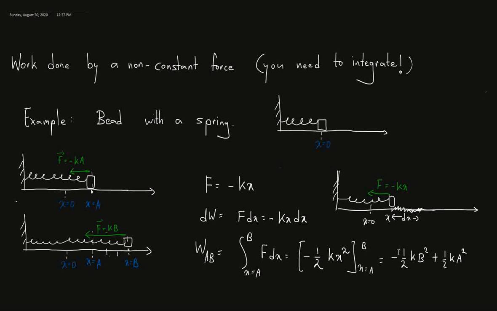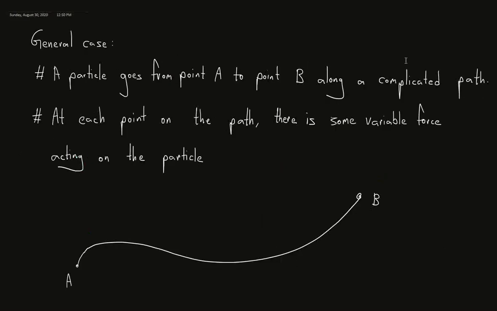So we've seen one way in which to generalize the concept of work. Starting from constant forces, we've seen that when you need to consider non-constant forces, you have to do an integration. Now let's consider the most general case. In the most general case, you basically have a particle going from point A to point B along some complicated path like this, in 3 dimensions. It doesn't have to be a straight path, going from point A to B.